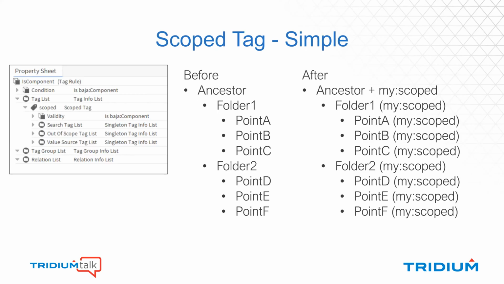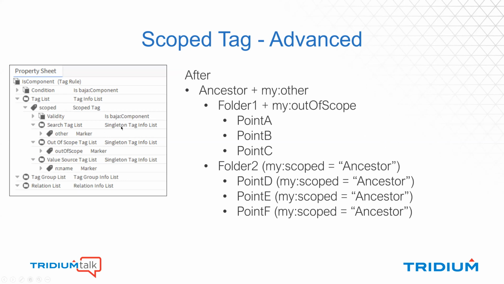Here's a simple example. The ID of this scope tag is scoped. It's in a dictionary with the namespace my. So when I apply the my scoped tag to a component named ancestor, all of its descendants will have the my scope tag implied on them. The implied tags are marker tags because the my scope tag applied to this ancestor component is also a marker tag.